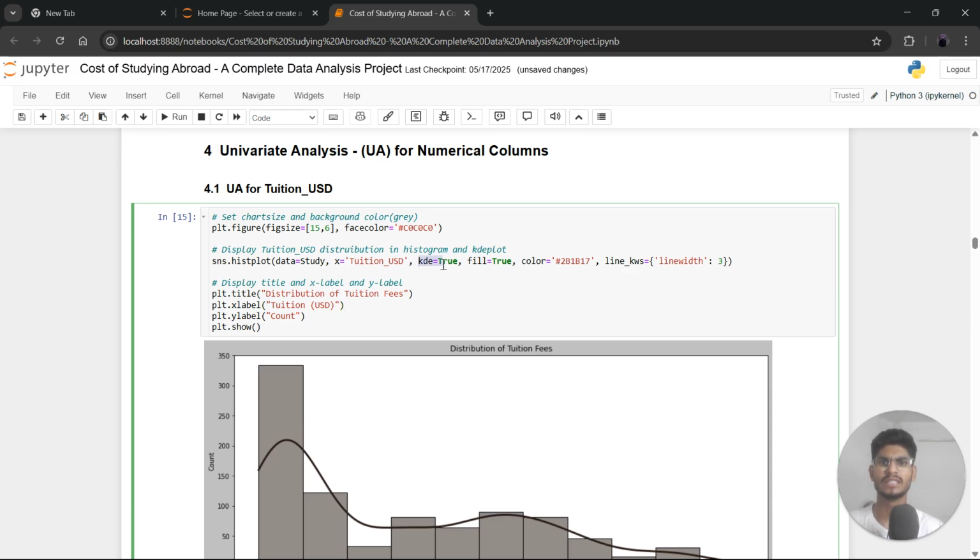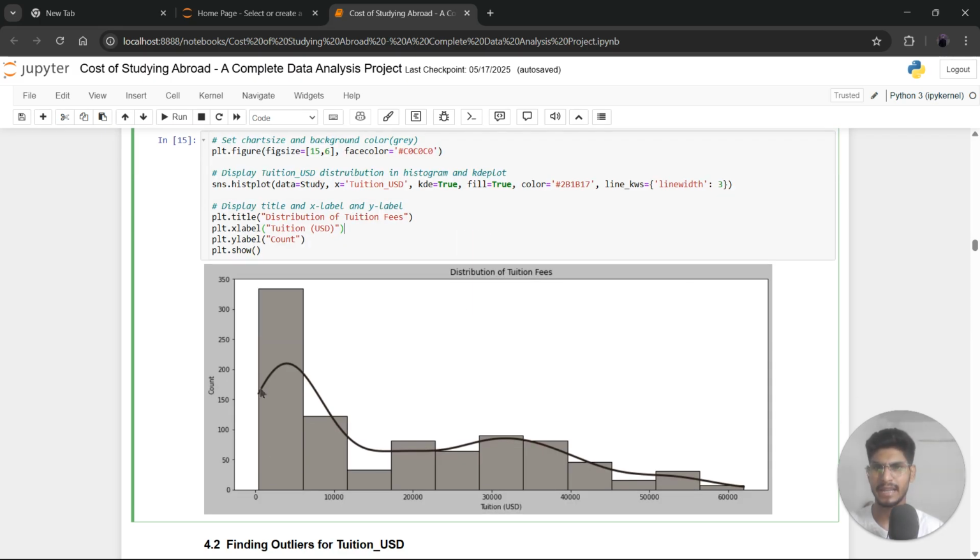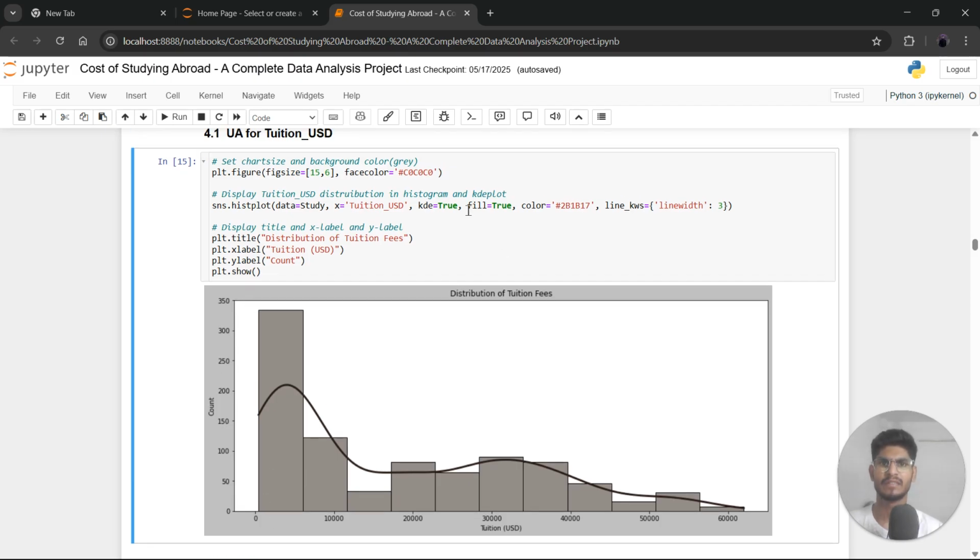Now we are using kde equal to True. What is KDE? KDE is that line that we are using so that we can identify what kind of distribution we have. So the distribution we will see, then most of the time the tuition USD falls between 0 to 10,000 rupees, and people are going for the debt only. And then we are using fill equal to True because we are filling the color of this histogram. We have already given a color to it.